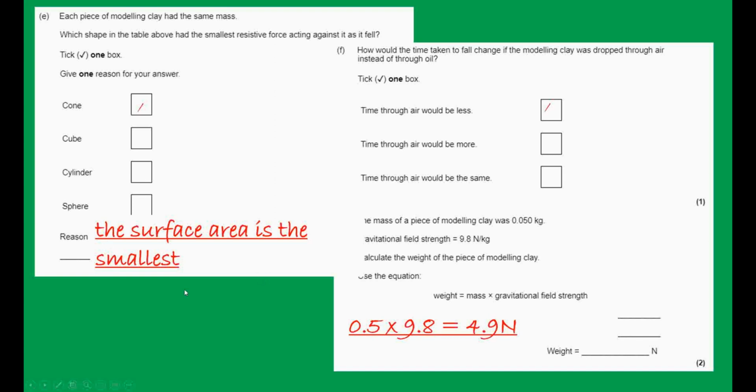Now this first question, really common way you can answer this question is this, but it doesn't get the marks. You get the right answer, cone, but we've not written the reason. So we've written the surface area is smallest. That might well be true, but that's not the answer to the question it's asking. Which shape in the table had the smallest resistive force acting against it, and the reason why we picked it. The reason why we know it's the cone is because it had the shortest time. Okay, the mean time for the cone was the smallest.